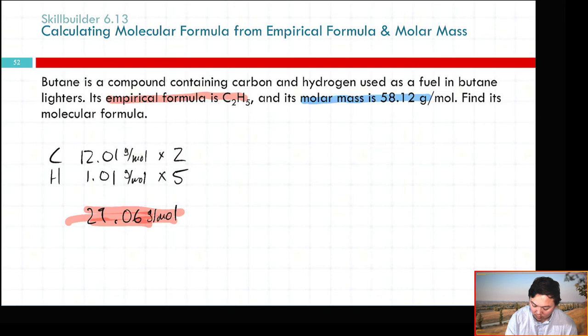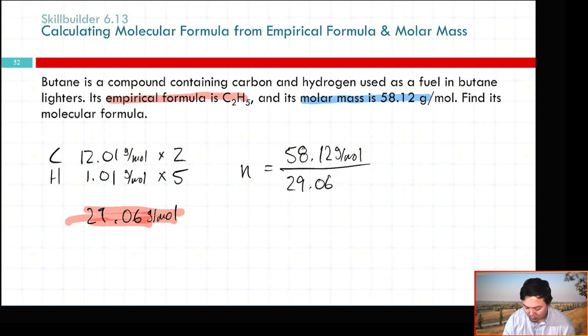So we can do, n equals 58.12 grams per mole and 29.06 grams per mole. I believe this should be 2. 58.12 divided by 29.06 is exactly 2.